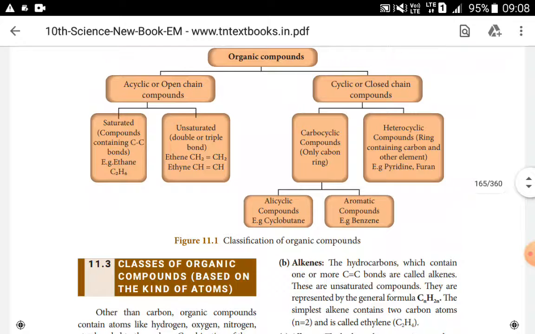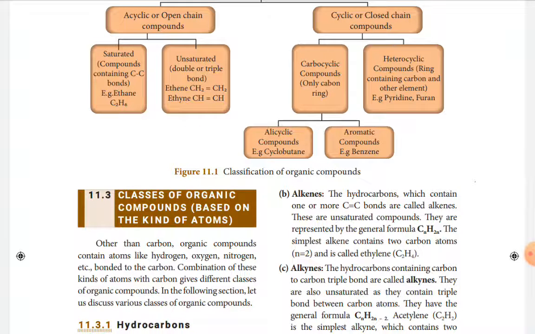Also we learned about the classification of organic compounds based on the kind of atoms. First, hydrocarbon means nothing but the compound containing only carbon and hydrogen. Out of this there are three categories: alkanes, alkenes, alkynes. Alkane general formula CnH2n+2, alkenes CnH2n, alkynes CnH2n-2.